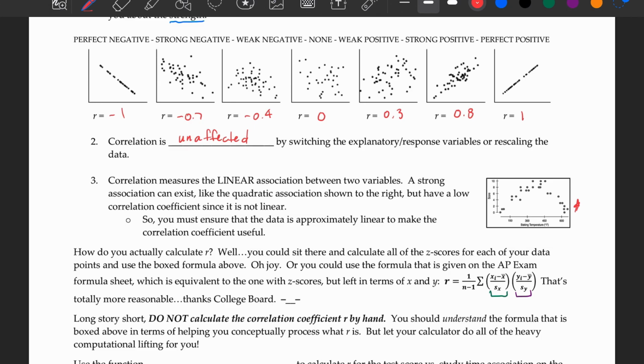And if you're really interested in digging in more to it, feel free to come in for flex. But the long story short here is do not calculate R by hand, okay? You should understand what that formula is saying, but it's not about using it. Let the calculator do all the heavy lifting for you here. So how do you find R? Well, there's a little function in our calculator known as linreg, parentheses, A plus bx. And it will help us find that R quickly. So let us go to our calculator to see how to do that.